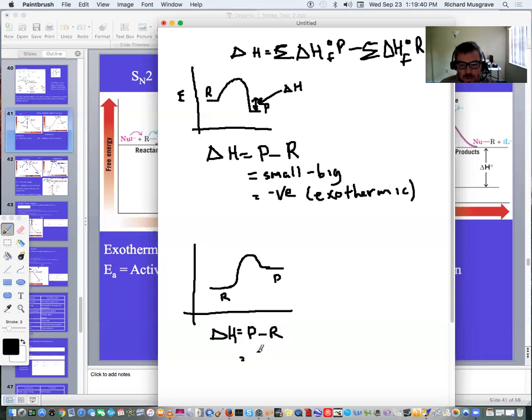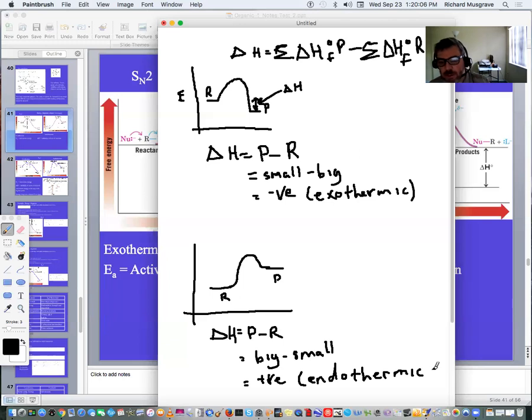And in this instance, you've got a big number minus a smaller number, which is of course going to be positive. And that's going to mean energy's been taken in, and that's going to be endothermic. But the bottom line here is just where the products are in relation to the reactants will tell you whether it's endothermic or exothermic. Does anybody have any questions?